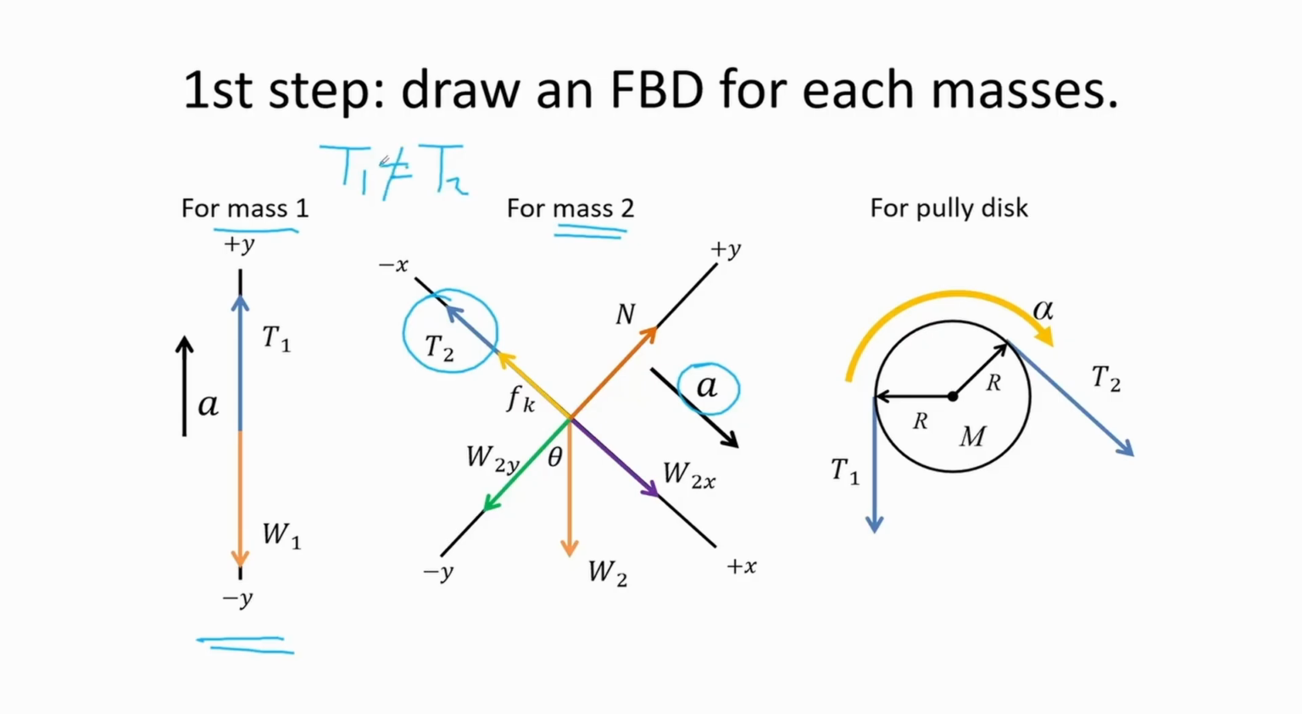So the pulley is a disc and it is allowed to rotate with an angular acceleration. Here we will assume the pulley is a disc with a moment of inertia.